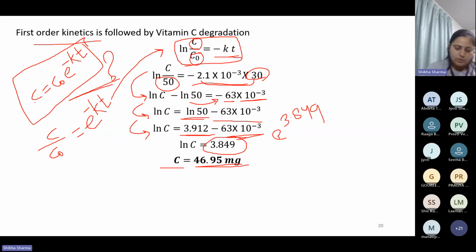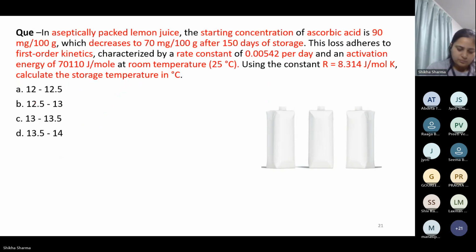So let's move to the next question. It is also a numerical problem. In aseptically packaged lemon juice, the starting concentration of ascorbic acid is 90 mg per 100 grams, which decreases to 70 mg per 100 grams after 150 days of storage.